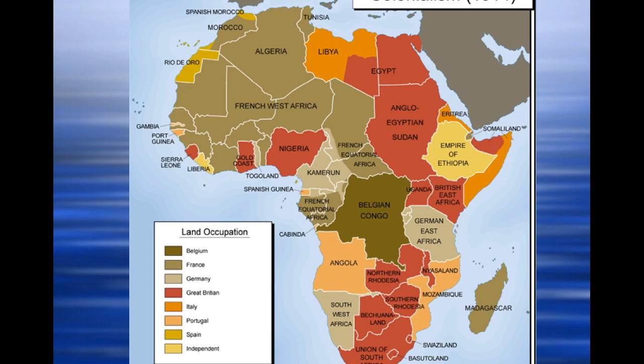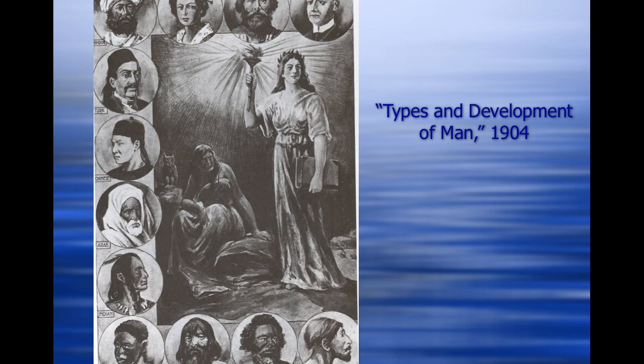They also colonized within Asia. So if this is what the great Western powers were doing, and the United States wanted to be recognized as a great Western power, it too was going to require colonies. Ideas about race also justified imperial expansion.